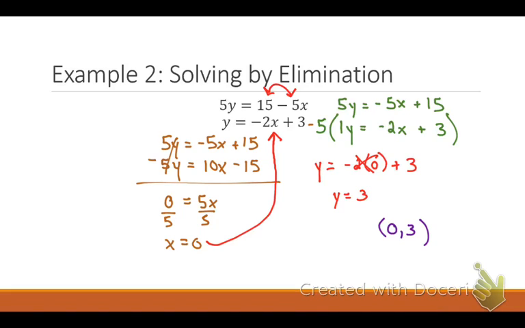Guys, check this out. If you were to plug these in and test your solution, negative 2 times 0 is 0, y equals 3. It also works on the first equation. If you were to plug those numbers back into the equation and check it, it works out. So 0, 3 is your solution.